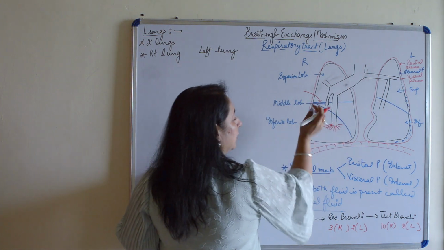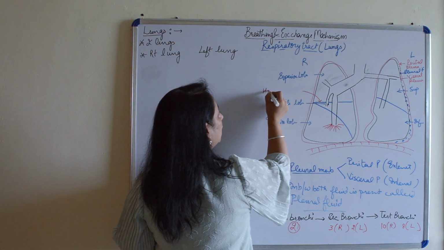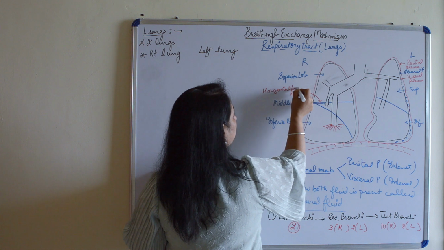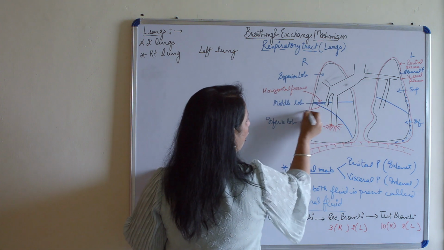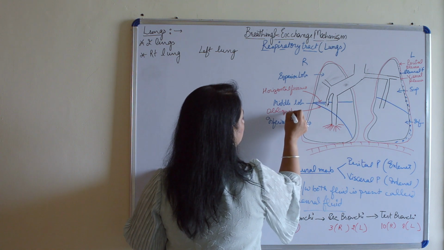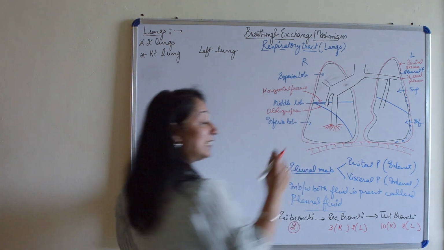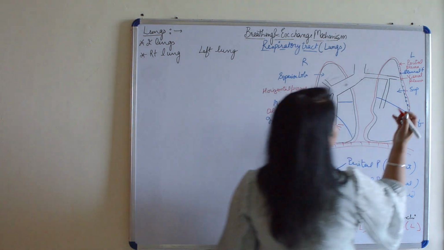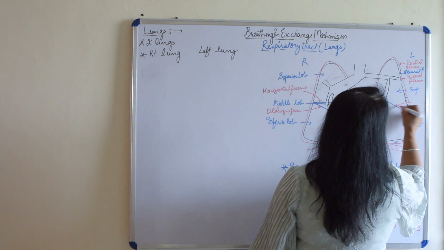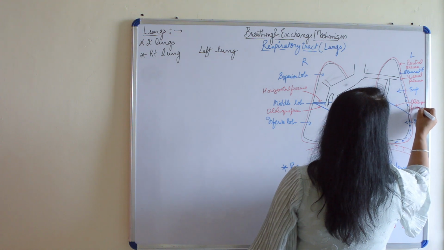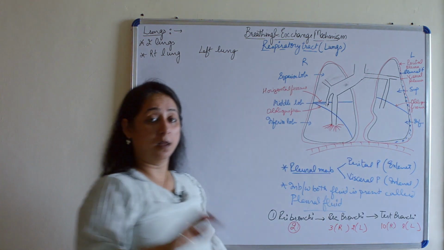In the right lung there is one horizontal fissure and one oblique fissure, which divides it into three parts, that is superior, middle and inferior lobe. Whereas in case of the left lung there is only one oblique fissure. So this is all about it.